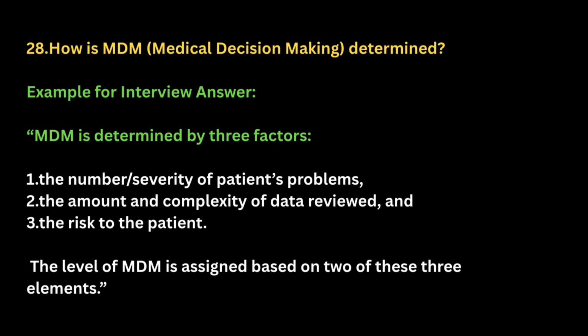Example: MDM is determined by 3 factors: number and severity of the patient problem, amount and complexity of data, and risk of the patient. So the level of MDM is assigned based on 2 out of these 3 elements. Any 2 meeting, like if it is moderate, you can go for moderate. If it is high, you can go for high.